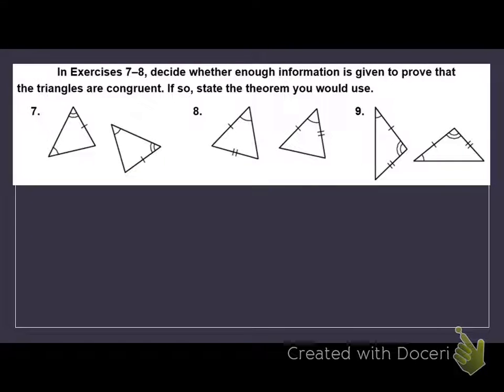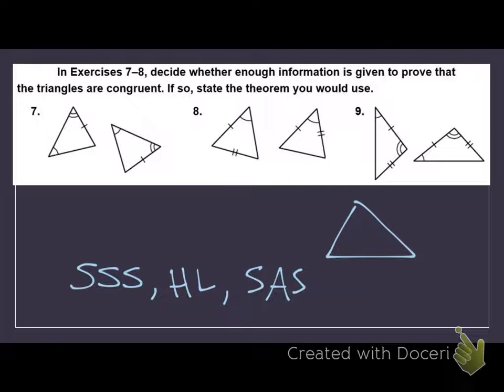This next section, we're just deciding if they're congruent. There are 5 theorems. We have so far talked about, what do we have? We had side, side, side, hypotenuse, leg. What was another one we talked about? Side angle side. So the only 2 that we haven't talked about, what were they called?